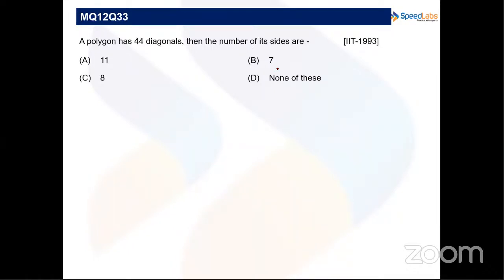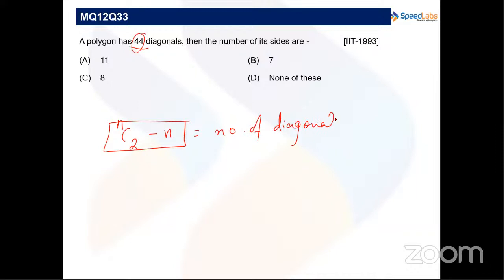Moving to the first question: a polygon has 44 diagonals, then the number of sides is? We have a general formula for the number of diagonals of a polygon of side n. That formula is nC2 minus n. This gives the number of diagonals of a polygon of side n.